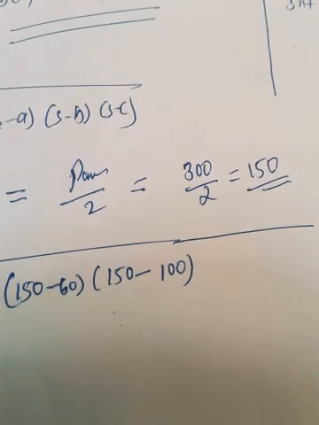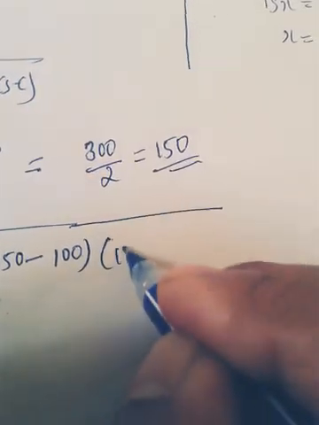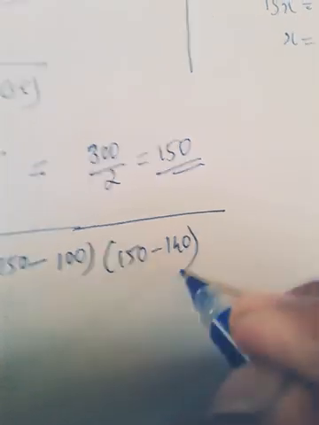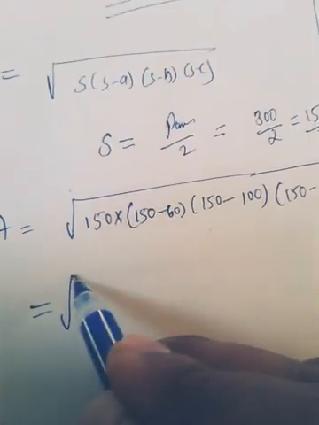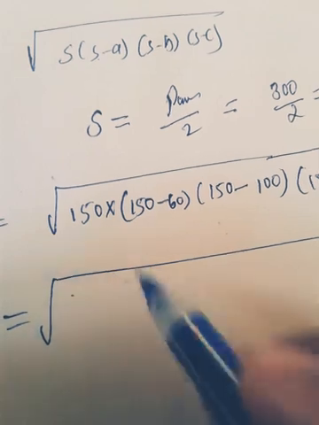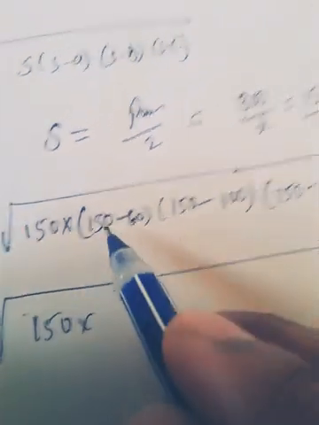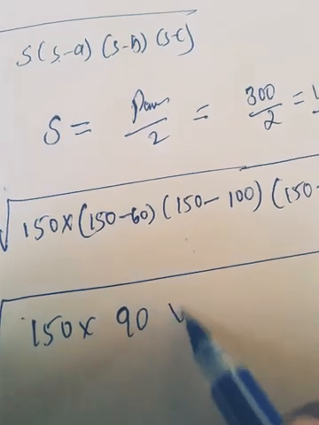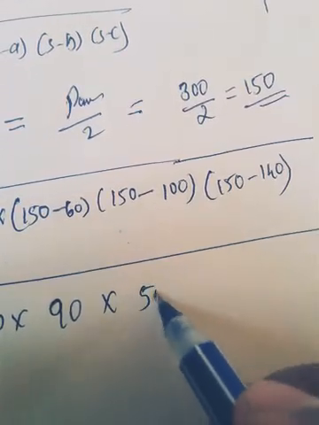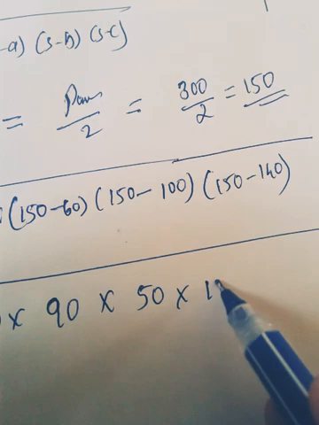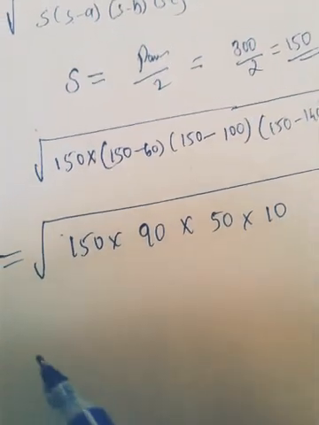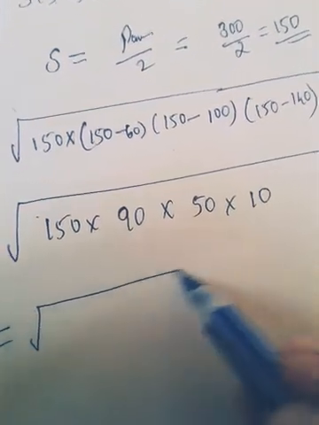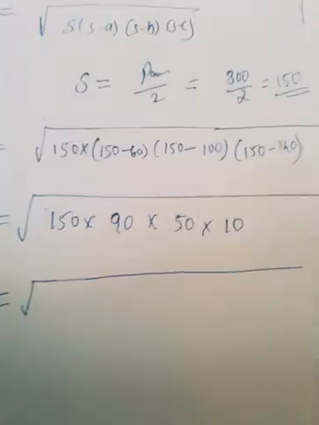Then s minus c, that means 150 minus the third side. The third side is 140. Okay, so it becomes the square root of, see, this 150 as it is without any change. 150 minus 60, what is that? I think 90. Then 150 minus 100, it is 50. 150 minus 140, that is 10. Clear? So here I am going to apply the technique which we used in the last video.